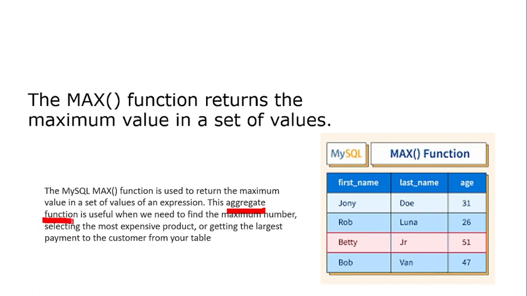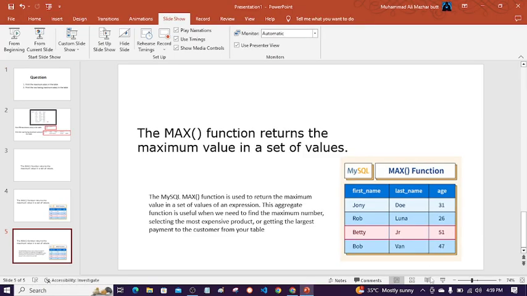This is an MCQ as well: what is the max function? Basically, the max function is an aggregate function, and it is useful when we need to find the maximum number, such as selecting the most expensive product or getting the largest payment from a customer in your table. Or in this example, if I want the first name of the person having the highest age, I can use the max function. For example, this is Betty, who has the highest age. Okay, so let's see the coding. Let's go to the editor.